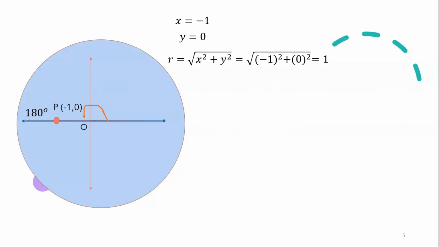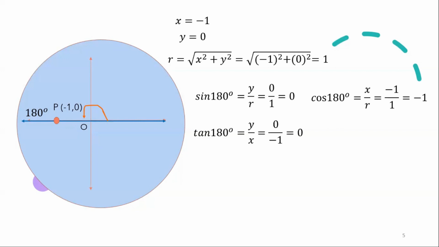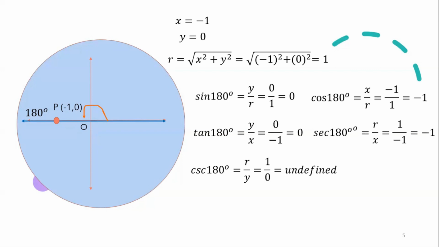So the 6 trigonometric functions of the angle 180 degrees are the following. Sine of 180 degrees is 0. Cosine of 180 is -1. Tangent of 180 is 0. Secant of 180 is -1. Cosecant of 180 is undefined since y equals 0. Then cotangent of 180 is also undefined because y is 0, so -1 divided by 0 is undefined.